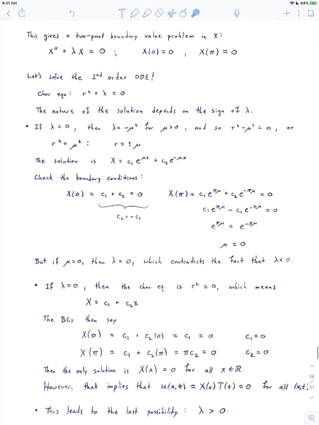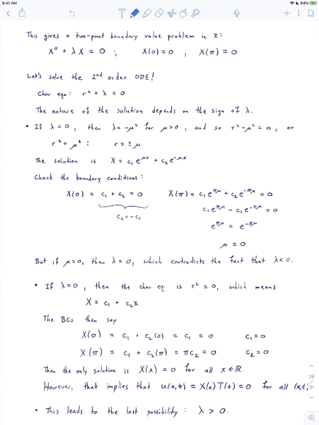So we have a two-point boundary value problem in x. Capital X prime prime plus lambda times capital X is equal to 0, where we have that X at 0 is 0 and X at pi is 0. So this is a second order ODE, so let's go ahead and solve it. The characteristic equation is r squared plus lambda is equal to 0. So the nature of the solution depends on the sign of lambda. Let's divide this up into three cases.